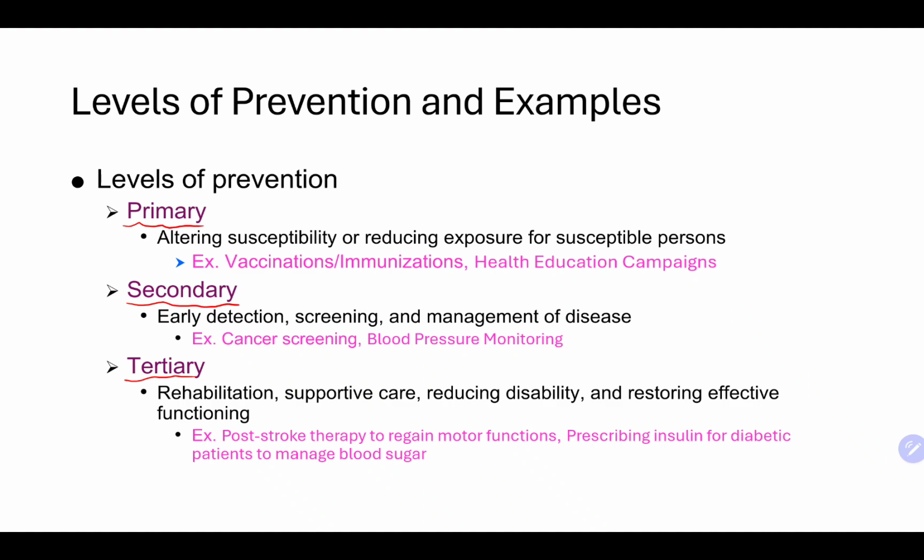Then we have the tertiary level of prevention, and that's going to be rehabilitation, providing supportive care, reducing the disability, and restoring effective functioning. So this is after the disease. An example of tertiary level of prevention would be post-stroke therapy to regain motor functions, so physical therapy, or we can have a person with diabetes, prescribing them insulin for management of their blood sugar levels. Or if a person has a heart attack, prescribing some type of drug to perhaps keep their cholesterol low.